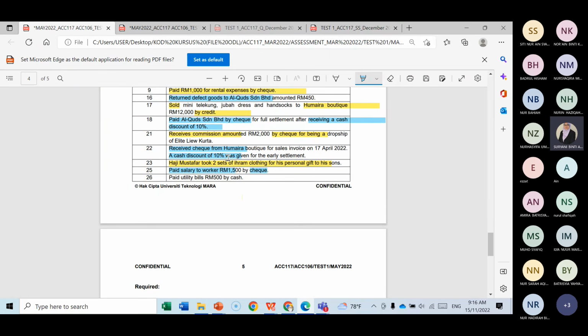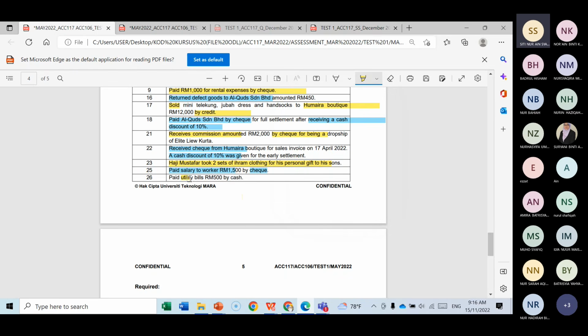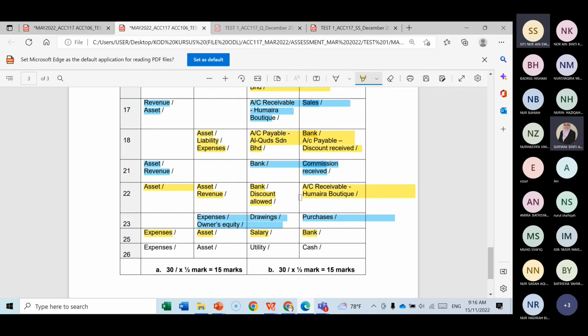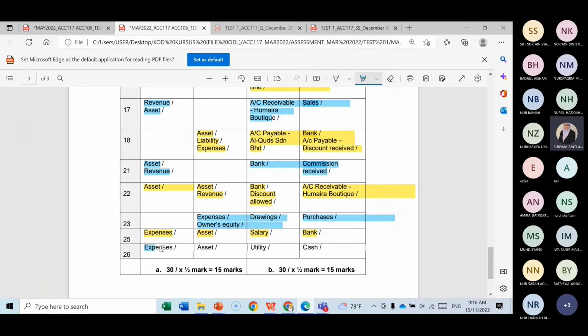Last one. Okay, paid utilities by check. Paid utility bills by cash. What is the effect, class? What is utility bill? Increase in expenses and decrease in asset. Yes, well done. Expenses is your utility bills. Okay, debit the account. And decrease in asset is credit the cash account.